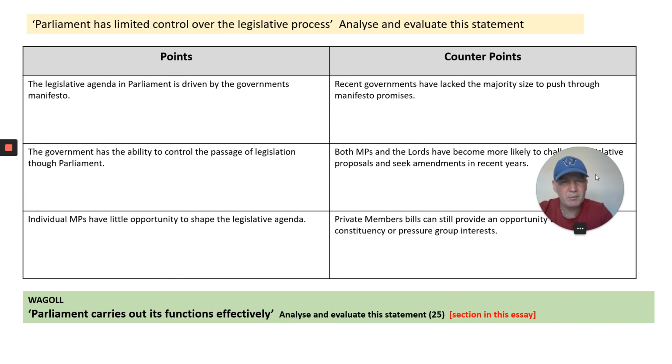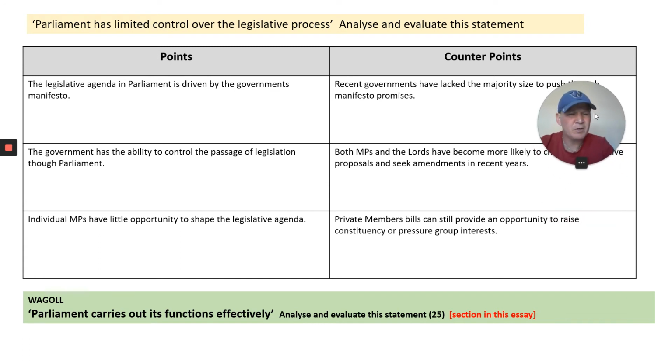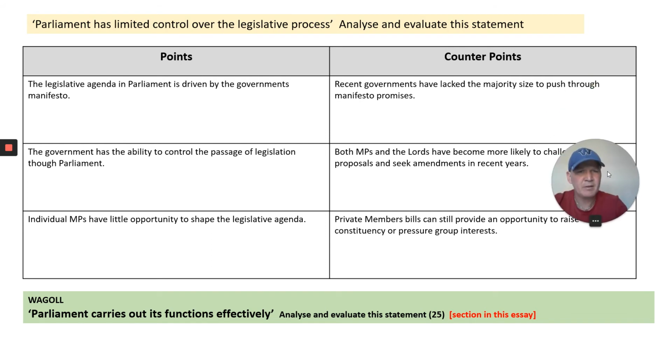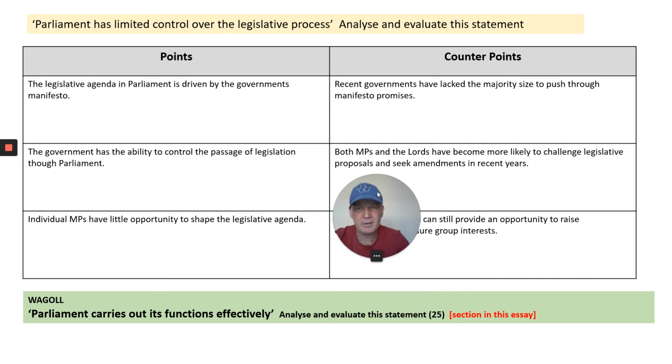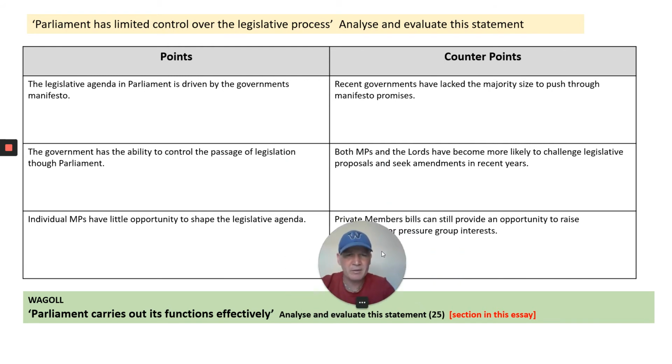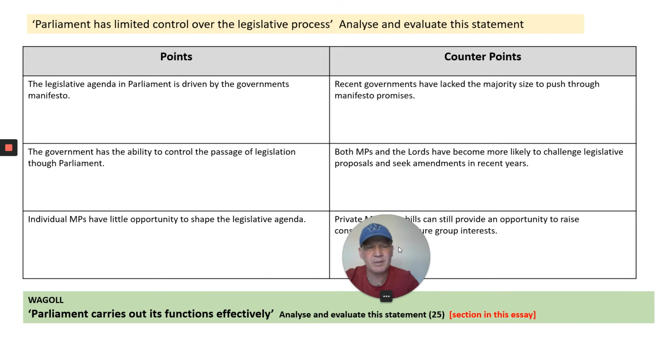But on the counterpoints here, you're really talking about whether or not recent governments have been able to push through their manifesto promises and the fact that MPs in the Lords have been more rebellious. You need examples here. That's the crucial thing. The waggle I'm providing you with doesn't specifically direct to every aspect of this, so you're going to have to work quite hard in this particular grid.